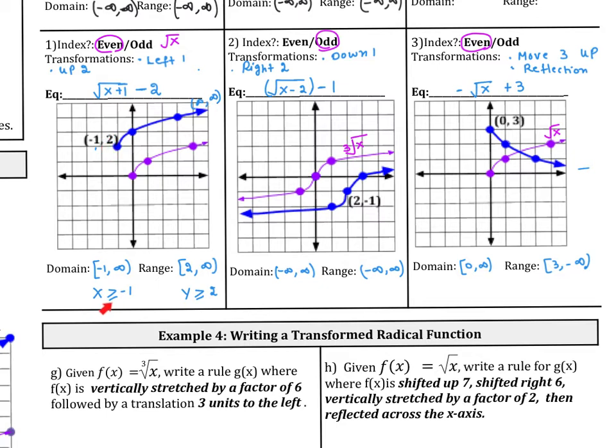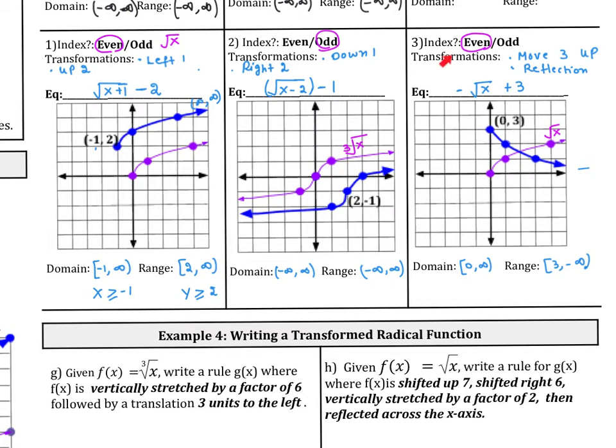In other words, in inequality form, you can just write x is greater than or equal to negative 1 and y is greater than or equal to 2. For number 2, this is going to be an odd function, and the blue one that we saw is moved 2 units to the right and 1 unit down. So the equation is going to look like the cube root of x minus 2, minus 1, 2 units right, 1 down. And the domain and range for both of them go from negative infinity to positive infinity.